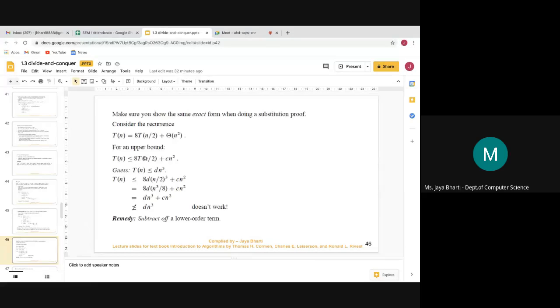For 8 T(n by 2), T(n by 2) will be d times (n by 2) whole cube. So it will be 8 d (n by 2) whole cube, then plus c n square. When you compute this, it will become 8 d n cube divided by 8, so 8 and 8 will cancel out. Then you will get d n cube plus c n square. Okay, so you are getting the final term like this, but you should get the final term like this only.